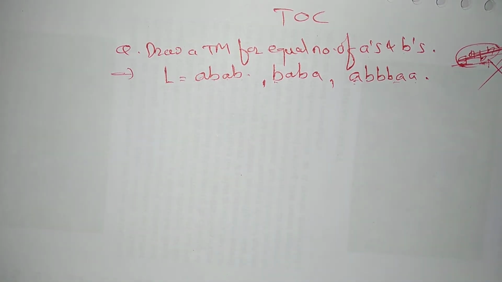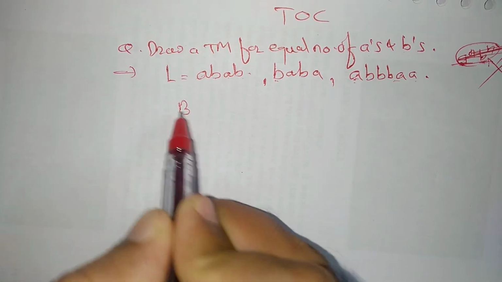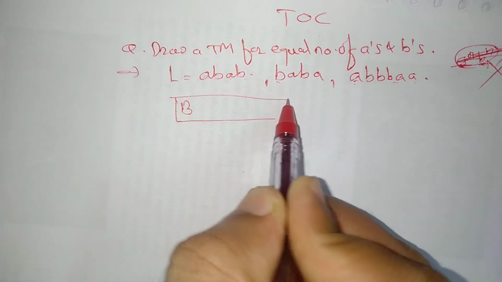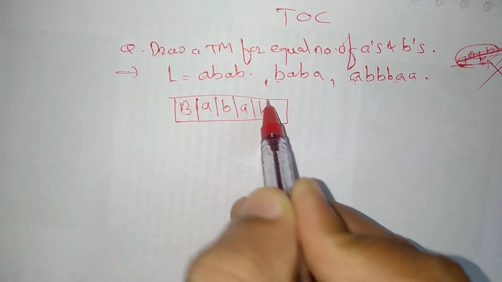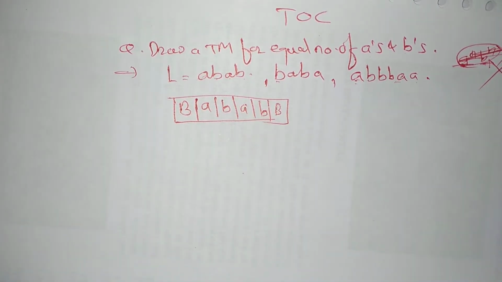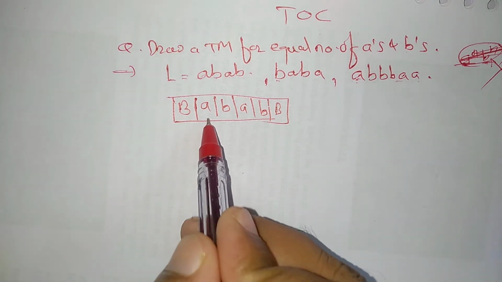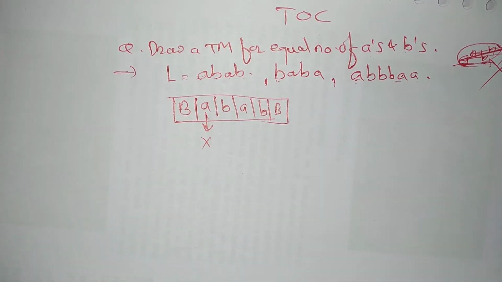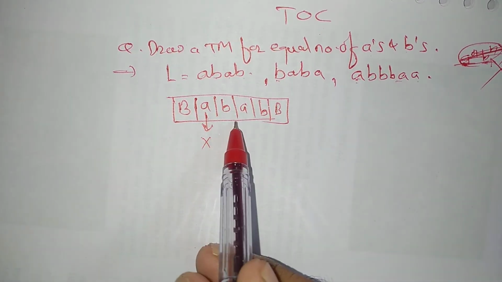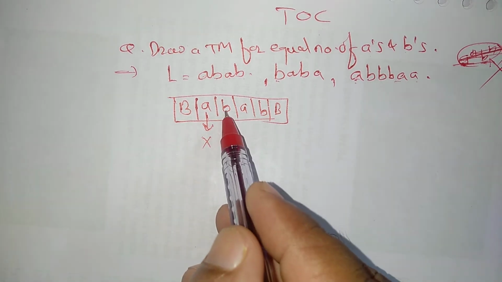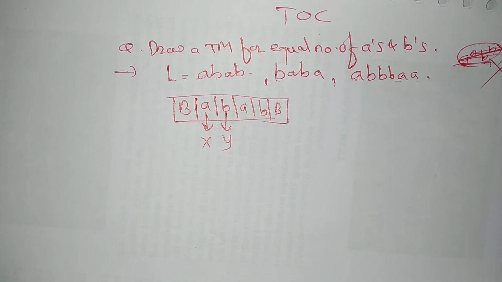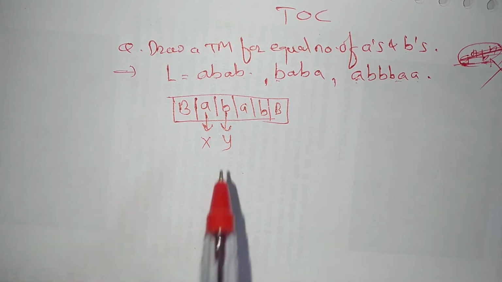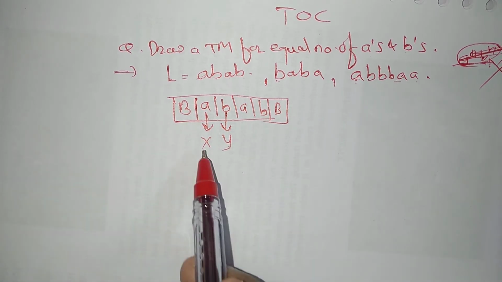So we'll try to define the logic first. We'll take a language as an example: A, B, blank. Fine. So the first A will occur, replace it with X. I will move on and wait for the first B to occur. When the first B comes, I will replace it with Y. After Y, I will go to the left side.